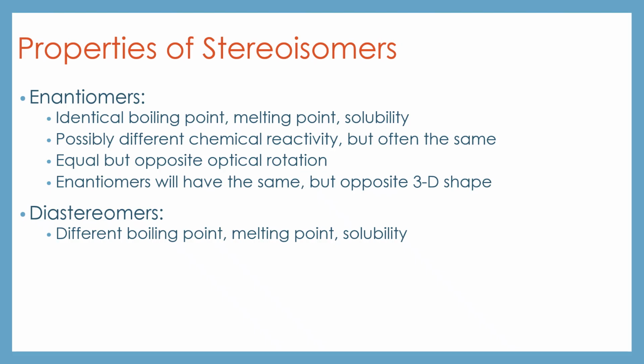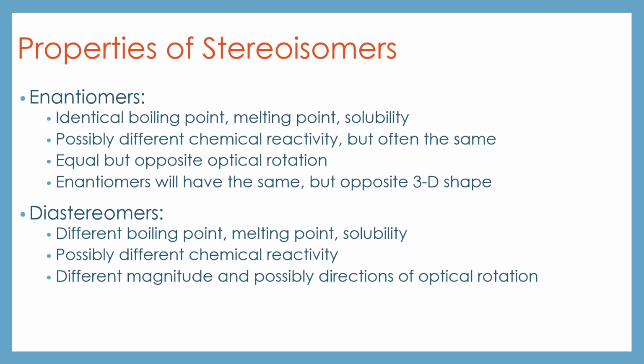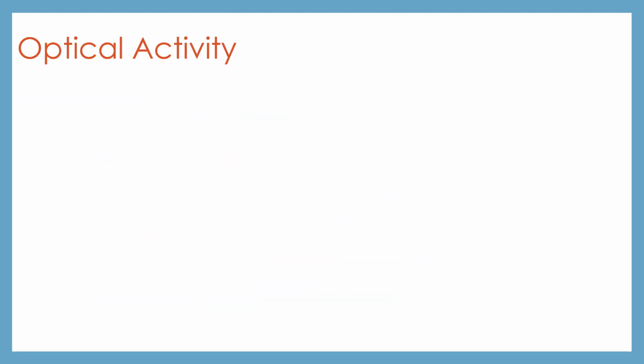Diastereomers, because they have a fully different 3D shape, will have different boiling points, melting points, and solubilities, because again, they're going to experience different IMFs because they're different shapes. They will have different chemical reactivity potentially, especially with something that is chiral. And their optical rotation will not only be different, but it will have different magnitudes and even possibly directions of optical rotation. And their pKas are likely to be different as well.